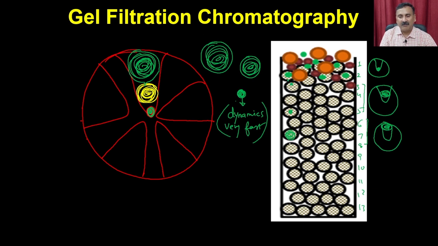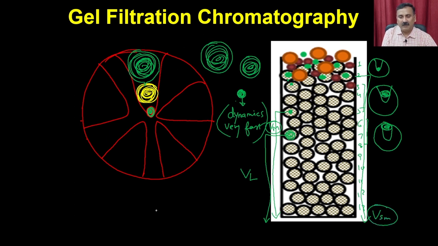Now what matters is the length these molecules are going to run. For the large one, it is going to run this much, so this is VL, the elution volume for the large size particle. For the middle one, it has to run this much, so this is VM, the elution volume for the middle one. And for the smallest one, it has to run all the way from here to here, and this is the small one.